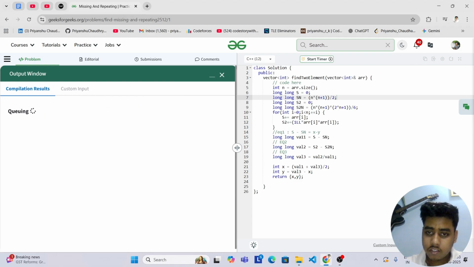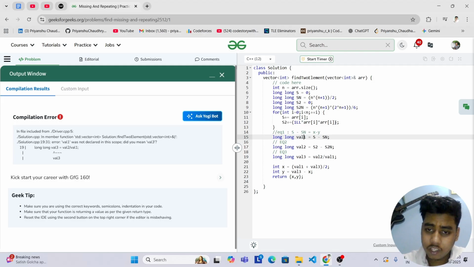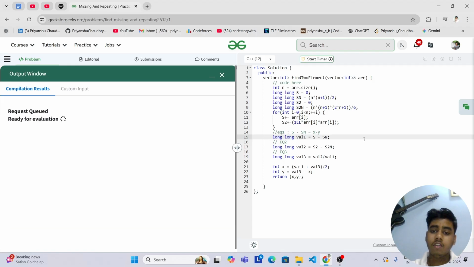Now let's submit it again and check if we are able to submit this. So yes, it's running. Let's check why it's taking so much time. Val 3, val 1 was not declared, so val 1 is equal to s minus sn. Val 1 was not declared. Okay, here I have by mistake written va11. This should be val 1. This was again a spelling mistake.